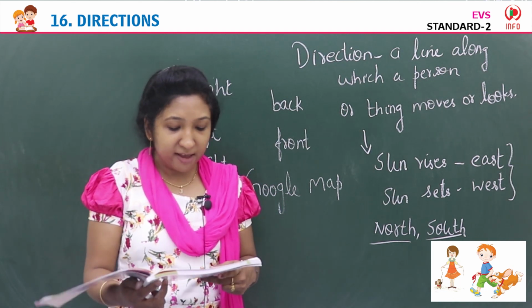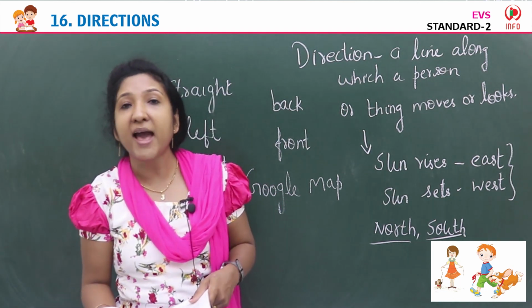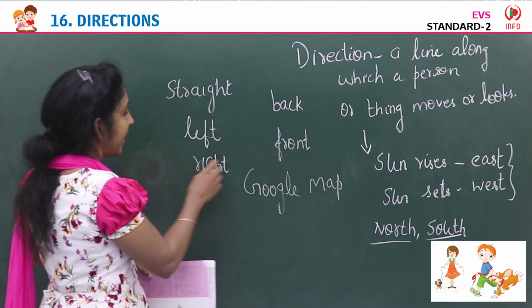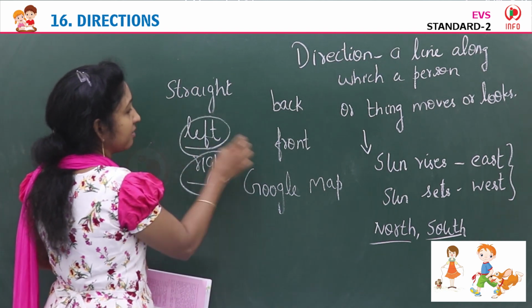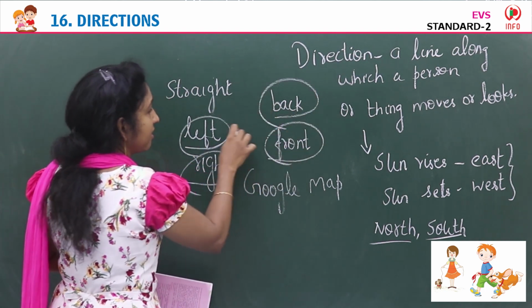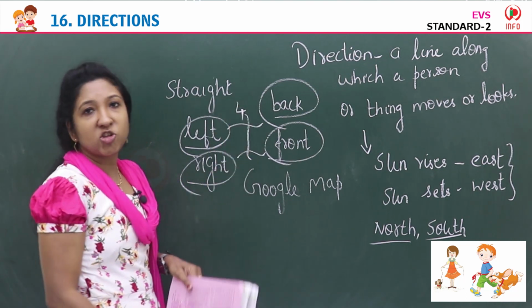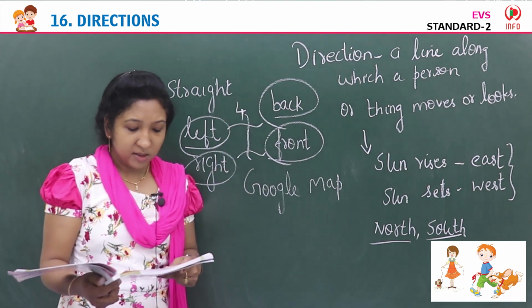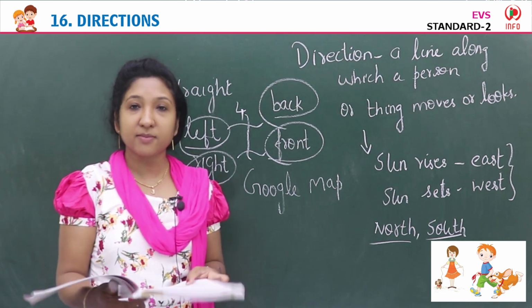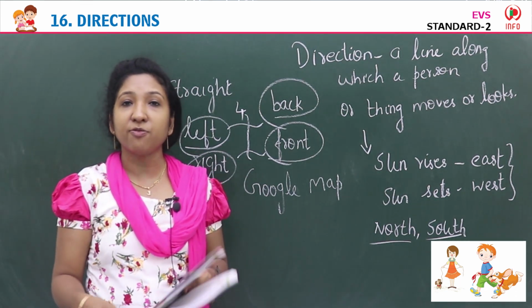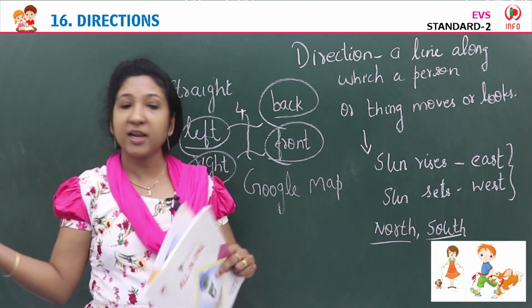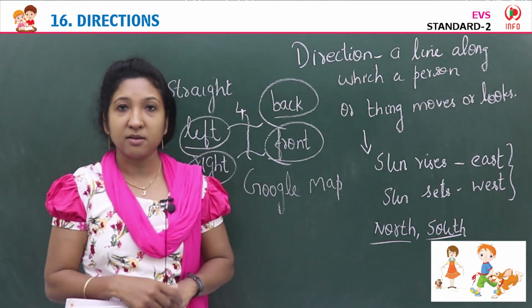Thus, right, left, front, back are four directions. Yes, right, left, front, back. These are all four directions. They are opposite directions. Front and back are opposite. Right and left are opposite. Yes.